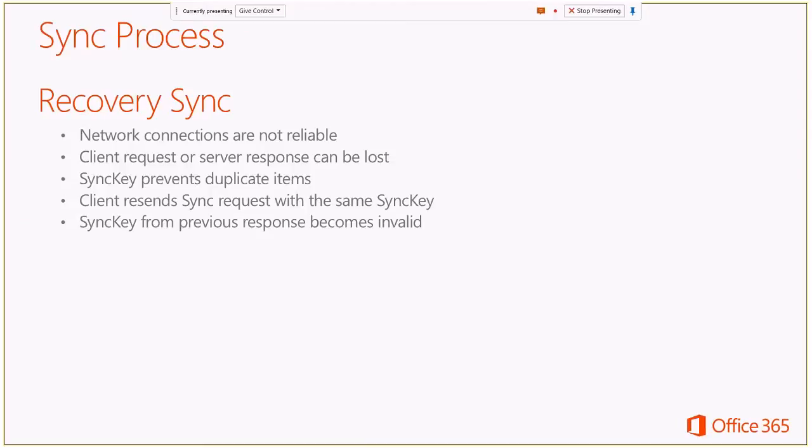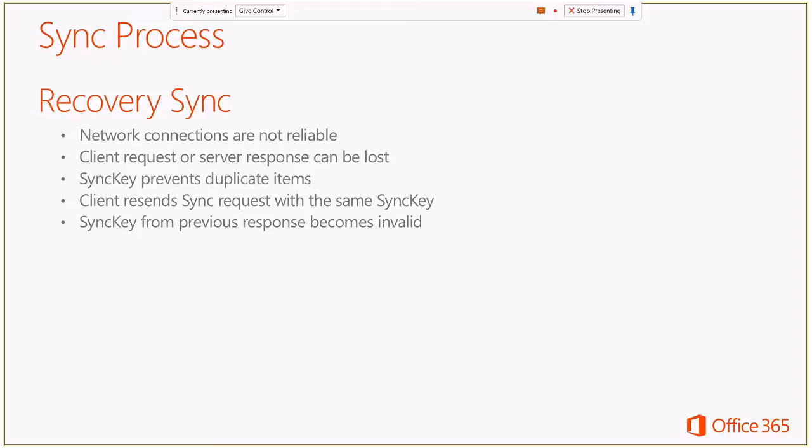If there's any kind of network connectivity issues, it gives the client a chance to re-request the information, because the server doesn't know if the client received the response. The same thing is if the client sent it but it never made it to the server, the client needs to be able to send that same sync key. And when it does this recovery sync, if the server received the first request and sent a response, and then the client sends the same sync key a second time, the sync key from that first response becomes invalid. A little confusing, but we're going to do a demo where you're going to see this.